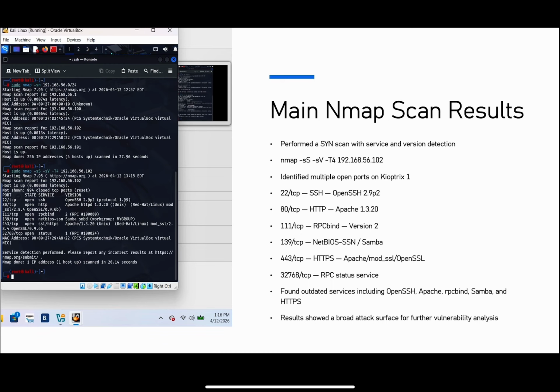These results show that the system has several exposed and outdated services, which increased the overall attack surface and made the target a good candidate for vulnerability analysis.